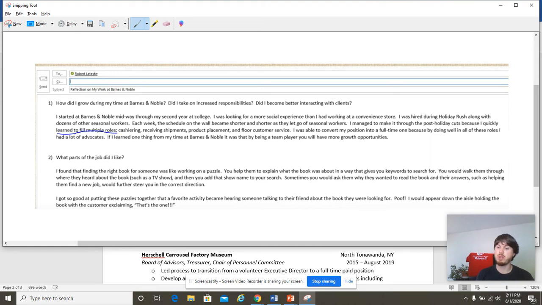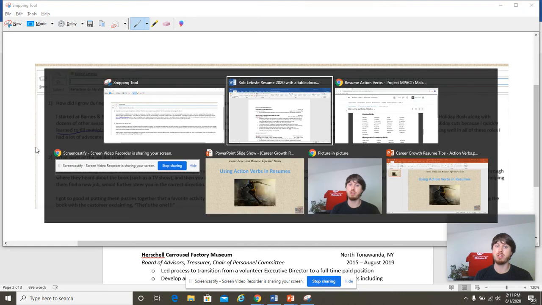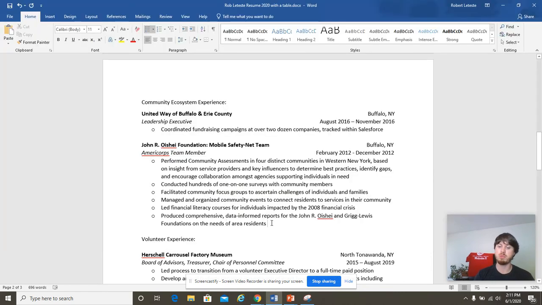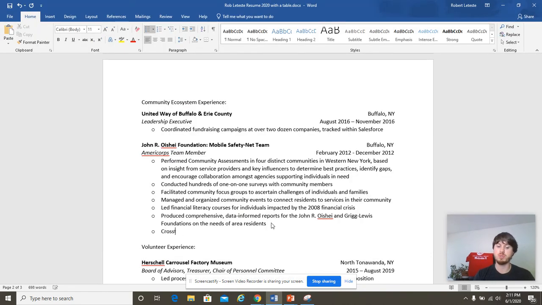So in a resume, when you're talking about multiple roles, you're talking about cross-training. So you can include a bullet point in your resume, such as cross-trained in multiple areas of the store, if we were using this as the Barnes & Noble example.